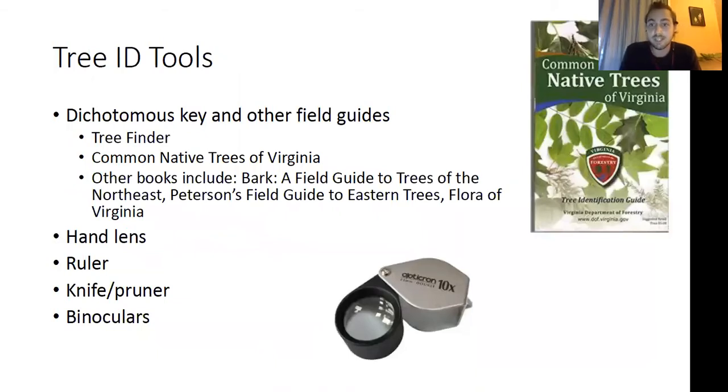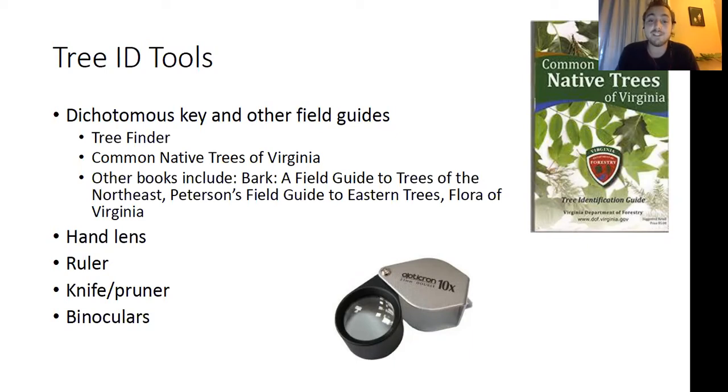Along with dichotomous keys, it is good to have other field guides that might give you some more information about the specific species that you are trying to identify. My favorites are the Common Native Trees of Virginia and the Bark Guide. The Bark Guide is for more northeastern trees, so those common in the south may not be in the book. But this collection of books listed here are very useful when trying to identify an individual.